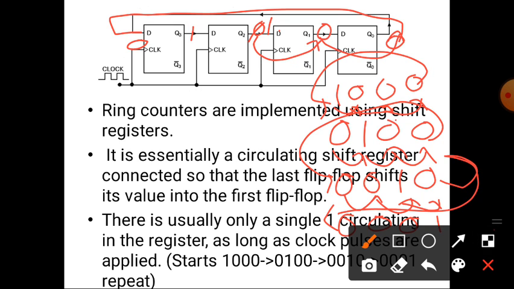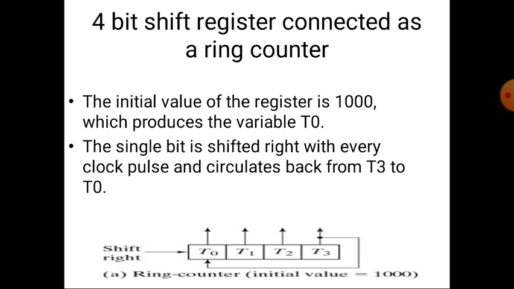Then on the next clock pulse, this 1 will be shifted to here, then 0 will be shifted to next, and again 0 will be shifted to next, 0 will be shifted to next. So again the starting counter value is reached, that is 1 0 0 0. Then again this circuit will be repeated. So the initial value of this register is 1 0 0 0.